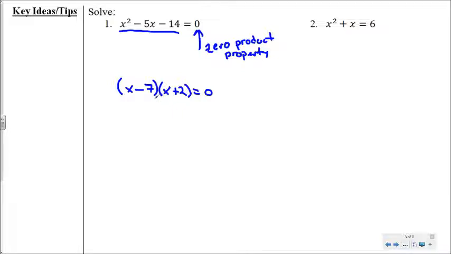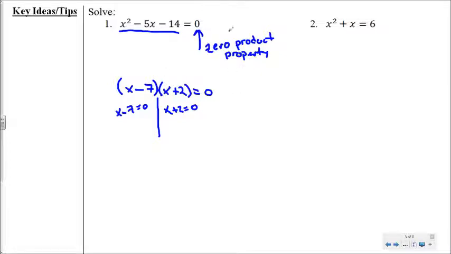But now that we have it factored, we're going to use the zero product property. The zero product property tells me that when you have a product of two things, one of those two factors must be 0. So I have two possibilities. Either the first factor, x minus 7, is equal to 0, or the second factor, x plus 2, is equal to 0. So what's happened is I took this quadratic equation, which I didn't know how to solve, and I factored it into two linear equations, which I do know how to solve.